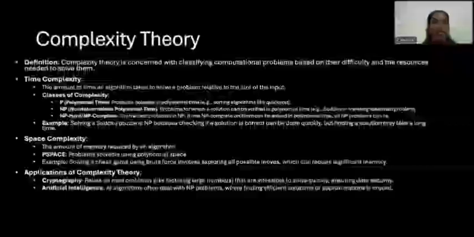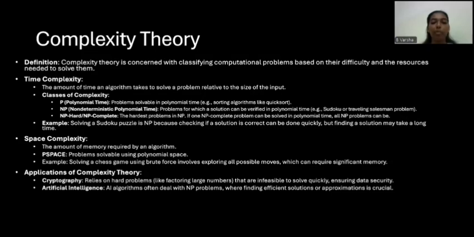NP, non-deterministic polynomial time, that is problems for which a solution can be verified in polynomial time. Example, Sudoku or the traveling salesman problem. NP-hard or NP-complete, the hardest problems in NP. If one NP-complete problem can be solved in polynomial time, all NP problems can be solved.